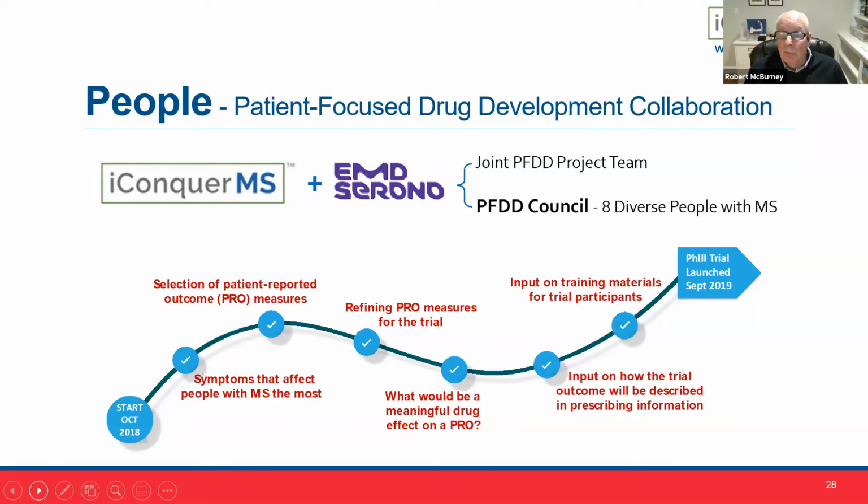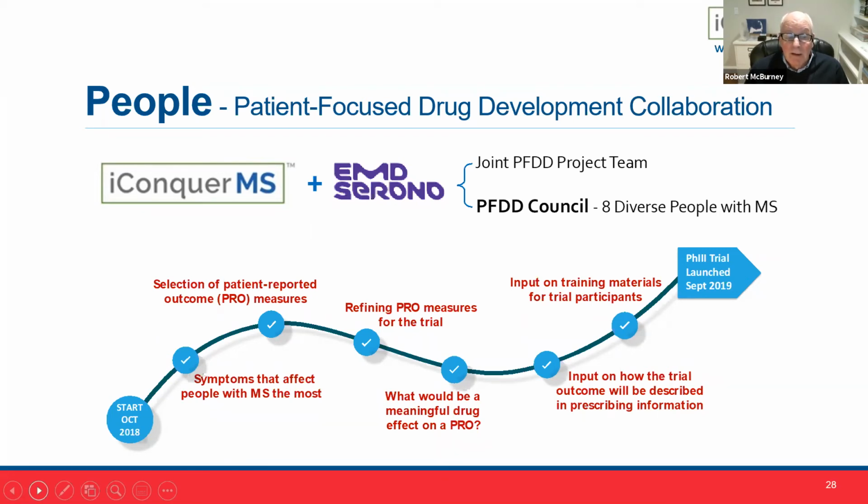Now, this might have looked a little bit like the traditional patient advisory board that many pharma companies put together when they're doing clinical trials or for other purposes. But actually, this was quite different, because this council of people were established and met multiple times, every month or even more frequently, over a 1-year period from the start of the collaboration to the launch of the phase 3 clinical trial.